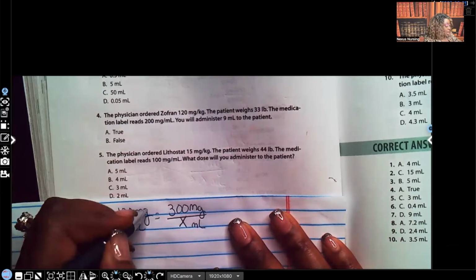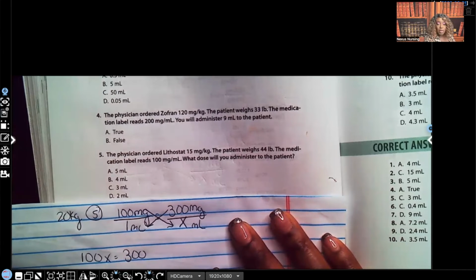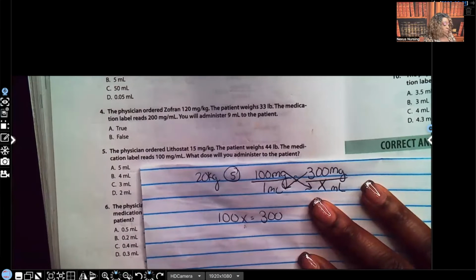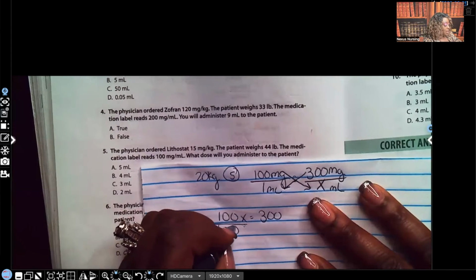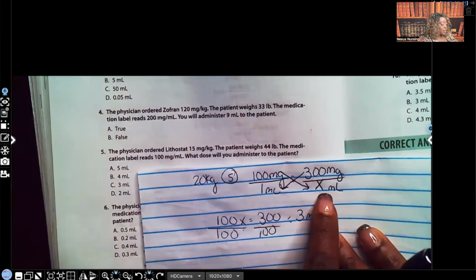What do I do next? I cross multiply. 100 times X equals 100X. And then 300 times 1 equals 300. Now I have 100X equals 300. I got to get X by itself, so I'm going to divide by both sides. Divide by 100, divide by 100. 100 goes into 300 3 times. 3 what? ml. Always go to X to see what your unit is if you forgot. We're giving 3 mLs. That's for number 5, 3 ml right here.